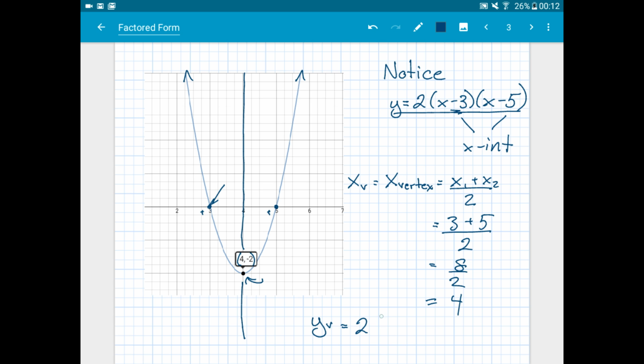So we get 2 times (4 minus 3) times (4 minus 5), which is equal to 2 times 1 times minus 1, which equals minus 2. And you'll notice that is the y value of the vertex. So now if you just imagine yourself having found the vertex first from knowing the x and y, or the two x-intercepts, then these 3 points are usually enough to draw a nice smooth curve.